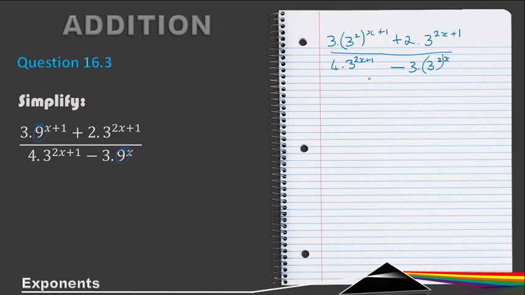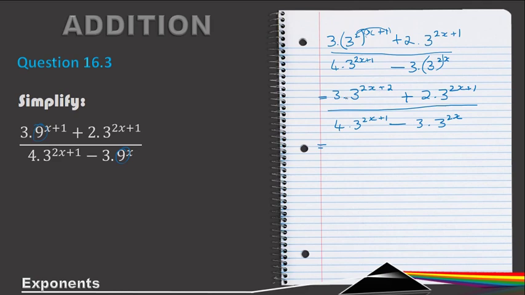Okay, so then I'm going to simplify this by multiplying out my brackets. And remember, we multiply the exponents, and that means we need to multiply the outside exponent into the inside exponent. So we still have 3 times, so this becomes 3 to the power of 2x plus 2, plus 2 times 3 to the power of 2x plus 1, all over 4 times 3 to the power of 2x plus 1 minus 3 times 3 to the power of 2x. All right, now we can go ahead and start with our normal steps.